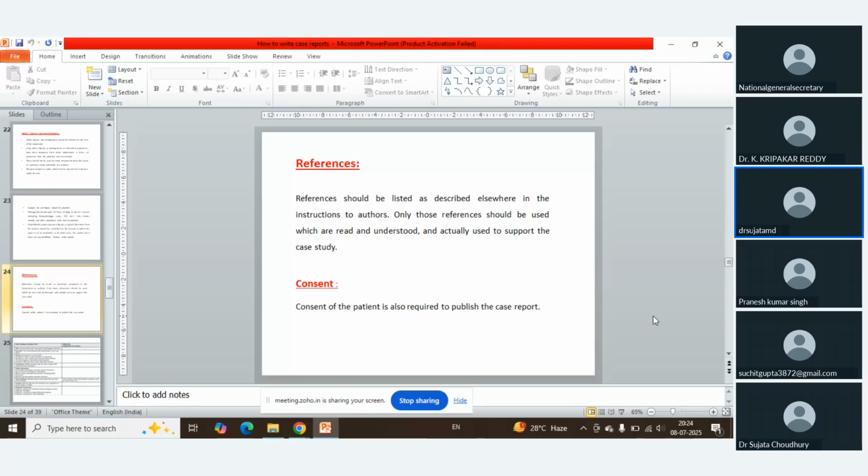And the consent of the patient is the most important one. The consent of the patient is also required to publish the case report. When we are publishing a case, we have to take the consent of the patient. We will tell the patient that we want to publish this case and that your identity will not be revealed to anyone and will be concealed. Then you can sign a consent form, a written informed consent. After that you can publish the report.